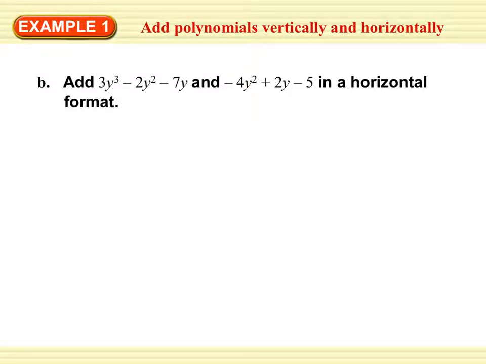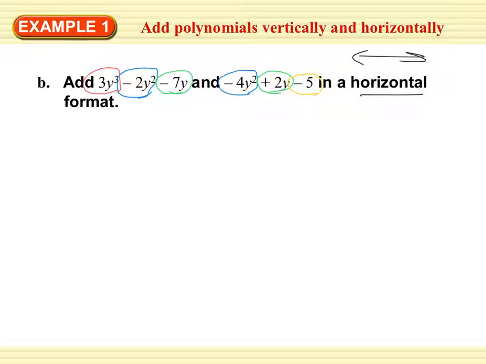Okay, when I say in a horizontal form, that means this way. It means I just scan the problem and circle any like terms. So this is my only cubed. I'm going to circle my squared. Notice I'm circling the sign that goes with them. First power, and constant.